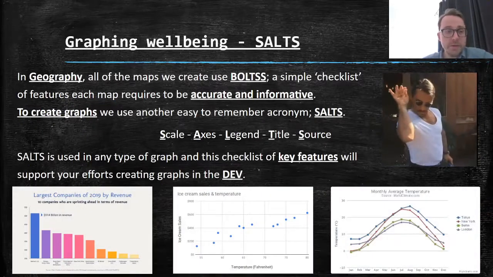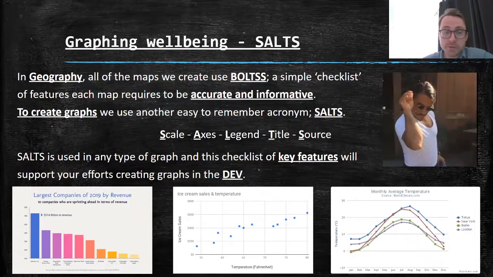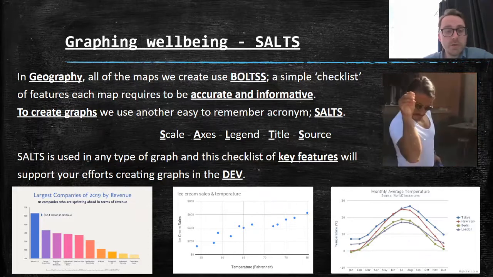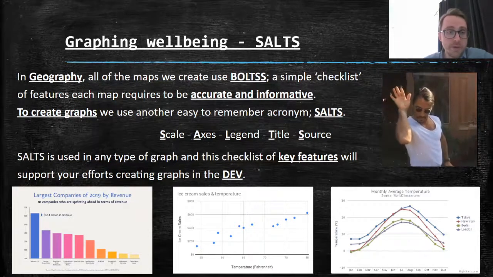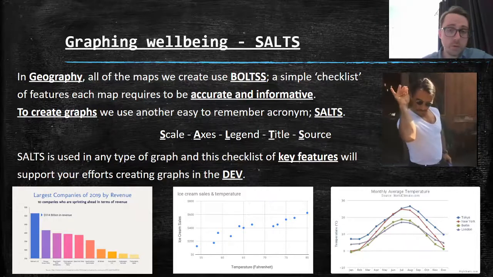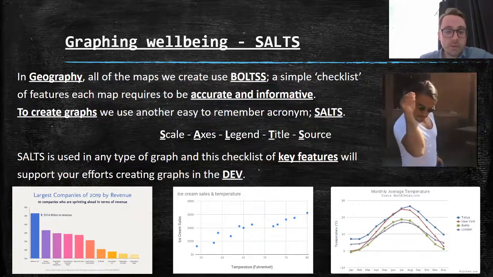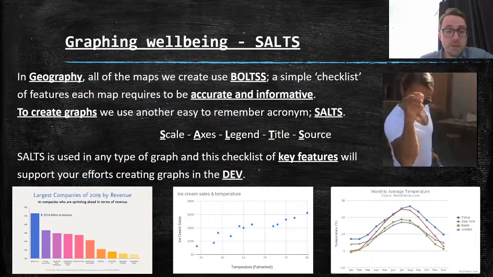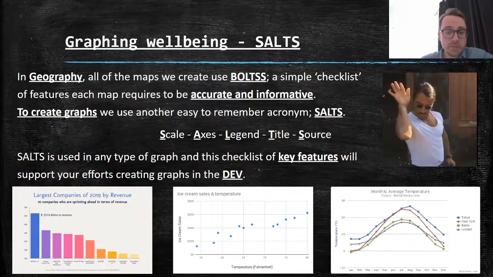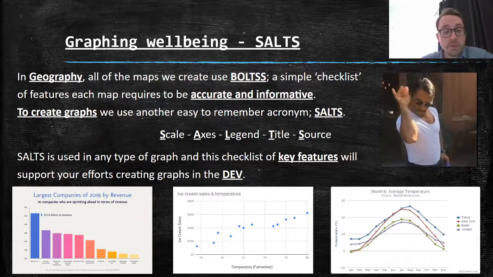As I said, in geography, all of the maps that we create use BOLTS. It's a simple little checklist of features each map requires to be accurate and informative. Otherwise, it's not going to be providing us with relevant geographical data, and we can't use it to improve our human well-being. To create graphs, we use another easy to remember acronym, and that is SALTS: scale, axes, legend, title, and source. SALTS is used in any type of graph, and this checklist of key features will support your efforts creating graphs.